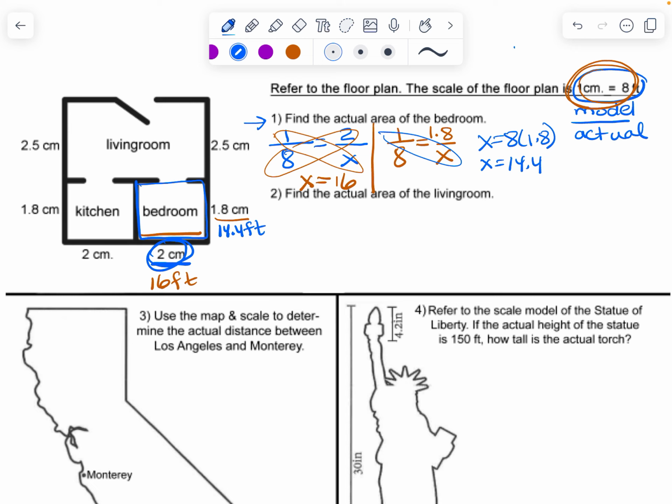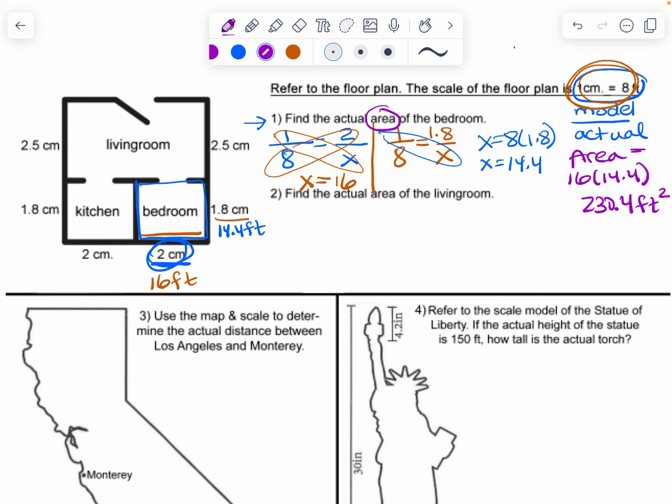Now that still hasn't answered our question, which is to find the area. Remember that area is just length times width. So we're going to do 16 times 14.4 to get 230.4. And it's real life, so it's feet, and area is always measured in square units.